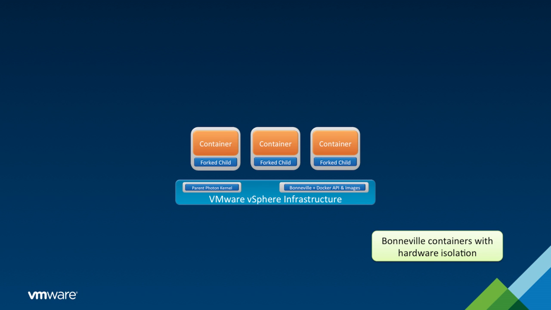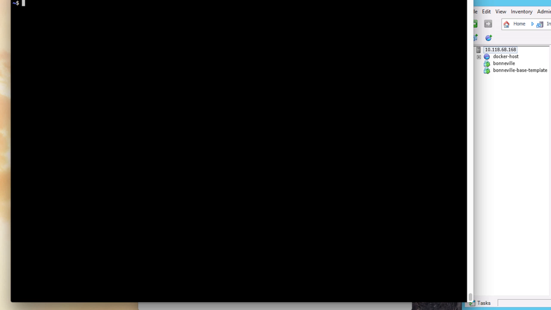Project Bonneville turns your trusted VMware hypervisor into a container host, where VMs are the containers. What you're about to see is a technology preview that showcases the agility of containers with the robustness and flexibility of VMware virtualization. In this environment, we have an instance of Bonneville integrated with a standard VMware ESXi host, and we're managing containers through an unmodified Docker client.